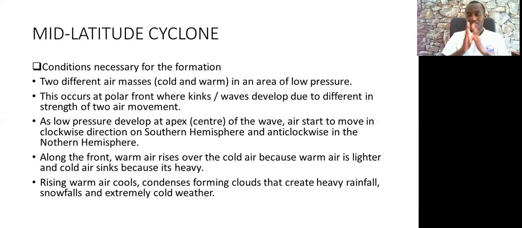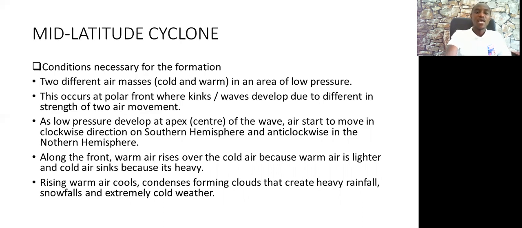We need to have two air masses, which is the cold air mass and the warm air mass. This occurs at a polar front where waves are developed due to the difference in strength of the air masses. When these two air masses meet, they form a polar front. It is stationary, and it will only move due to these waves.